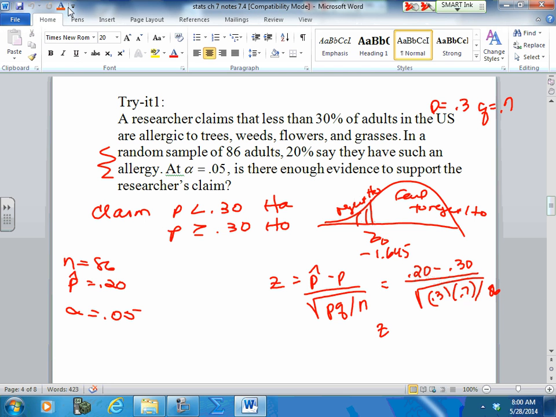So 0.3 times 0.7 divided by 86. So what'd you get for a z-score? Negative 3.02? 2.2? 2.02. I got negative 0.665. I got negative 2.02. Yeah, I don't know what I did.